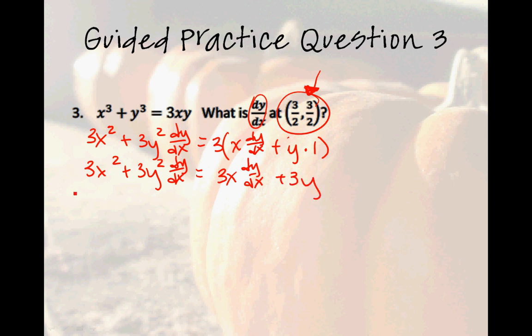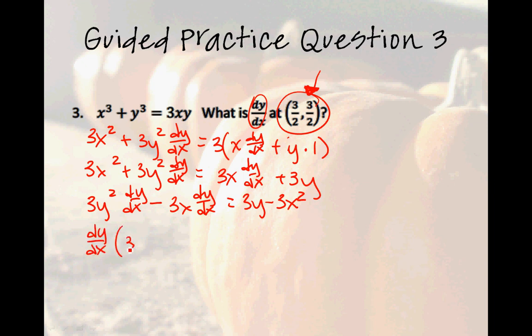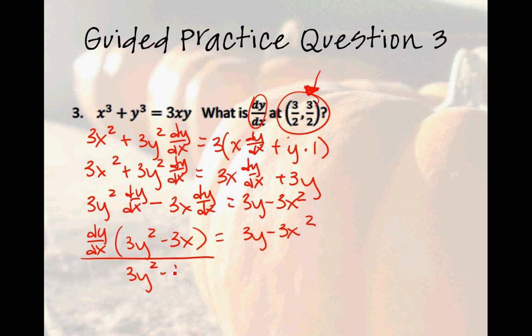And so I'm going to move all the dy/dx's to the left and everything else to the right. So 3y squared dy/dx minus 3x dy/dx equals 3y minus 3x squared. Okay, and then we solve for dy/dx. Divide 3y squared minus 3x on both sides. So our final answer, or not quite our final answer, but our temporary answer, is 3y minus 3x squared over 3y squared minus 3x.